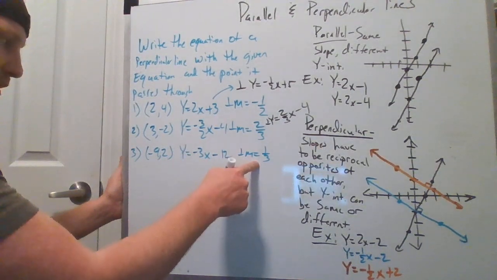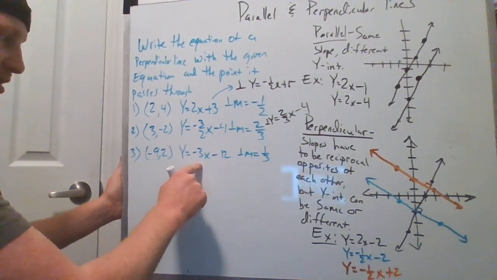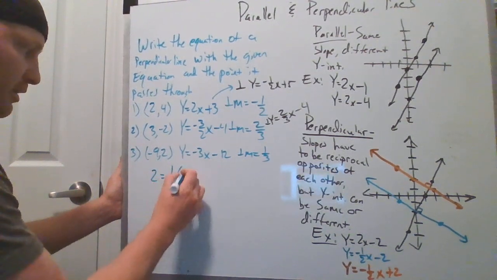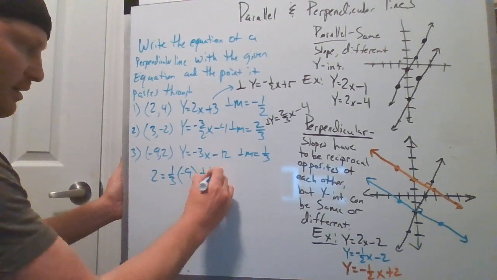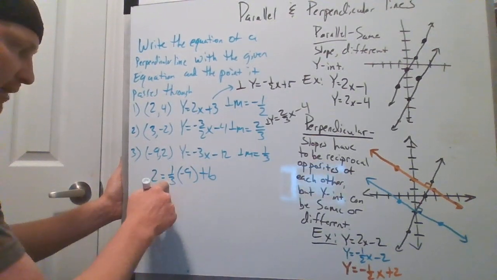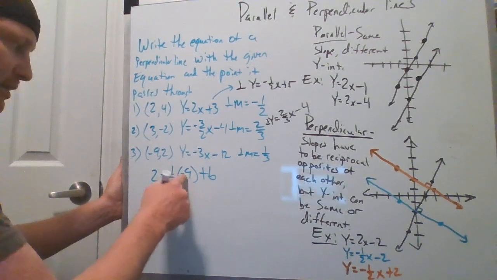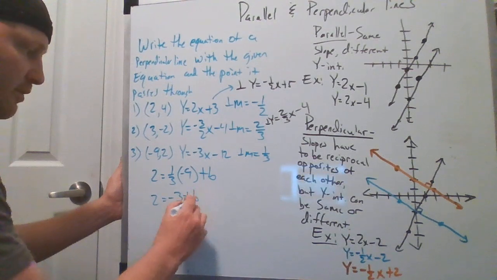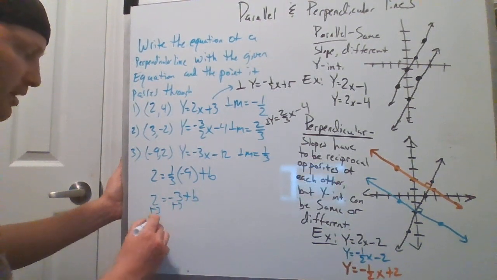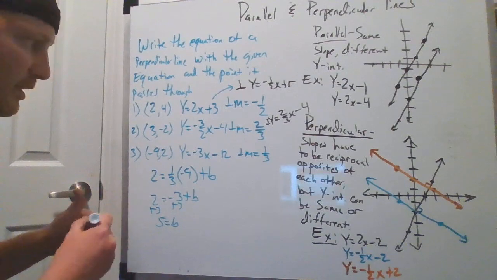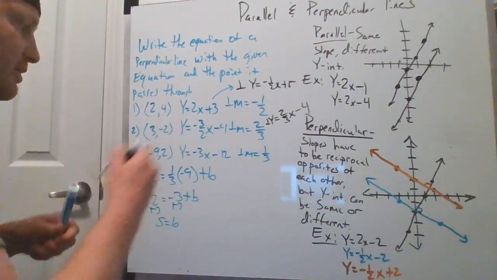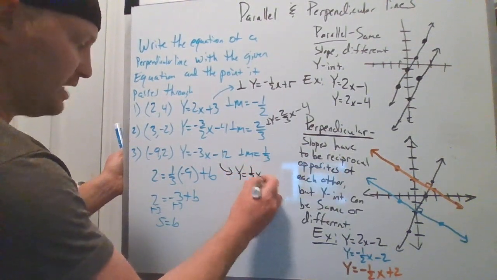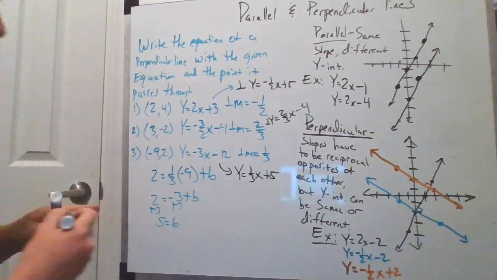Remember, the slope is going to be 1/3. The perpendicular slope to this is the reciprocal, opposite. Replace y with 2 = 1/3 times -9 + b. -9/3 reduces to a -3 on top. -3 times 1 is -3. 2 = -3 + b. Add 3, and I get 5 = b. So my perpendicular equation to this line is y = 1/3 x + 5.